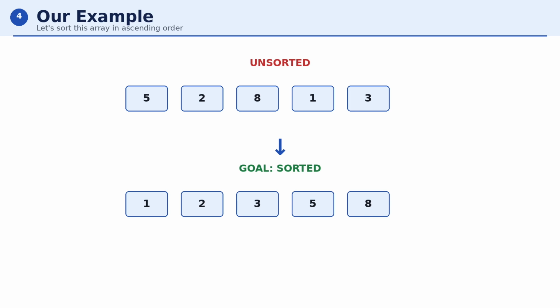Let's take a very small example because I want you to understand exactly what the algorithm is doing. Our array is 5, 2, 8, 1, 3 and our goal is to get 1, 2, 3, 5, 8. Now here is the important question. How can we transform the first array into the second one? Bubble sort uses a very simple idea. It repeatedly compares two neighboring elements. If they are in the wrong order, we swap them. That's the entire basic idea. But let's not jump to the code yet. Let's understand exactly what happens.